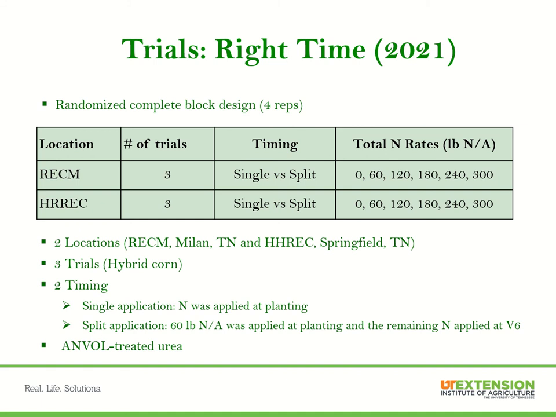We did studies to look at the right timing last year. We conducted the studies at 2 locations, one in West Tennessee and one in Middle Tennessee. At each of these locations, we had 3 different trials. The trials differed by hybrid, and we looked at 2 different timings: single application versus split application. With a single application, we put all that nitrogen at planting, and with a split application, we put 60 pounds of nitrogen at planting and side dressed the remaining between the V4 and V6 growth stage at the various nitrogen rates that you see right here.